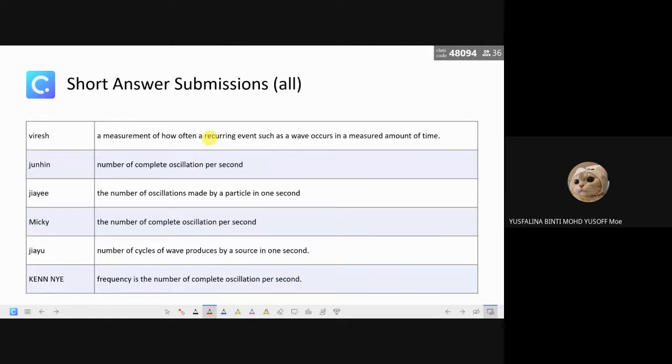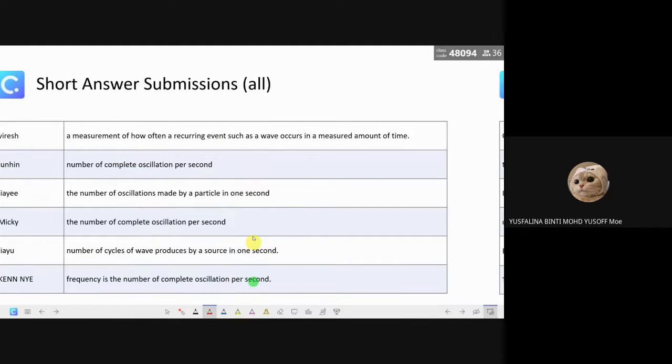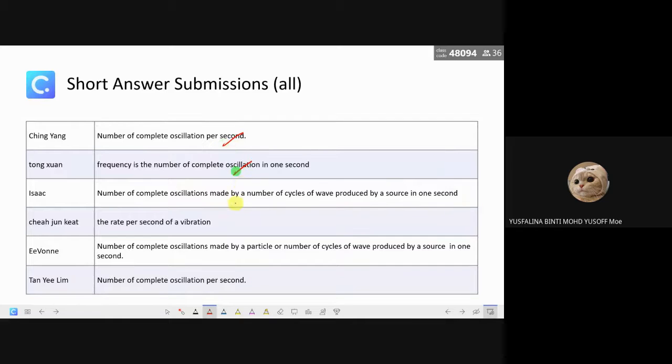How recurring events such as waves occur? No, you must put per second. It's actually for 1 second. Cycles of wave produced. Number of complete oscillations, the rate per second of vibration. It should be complete. You must have the word complete.